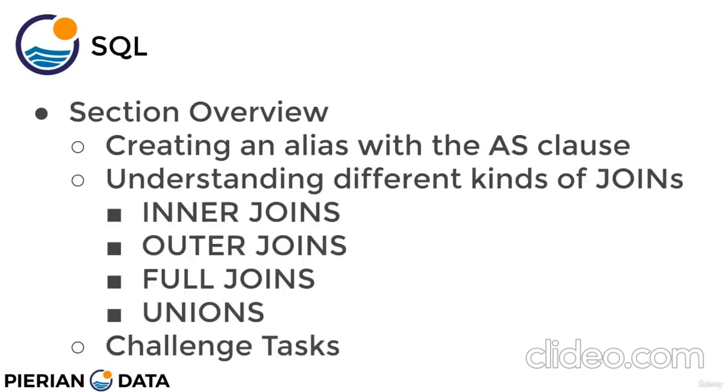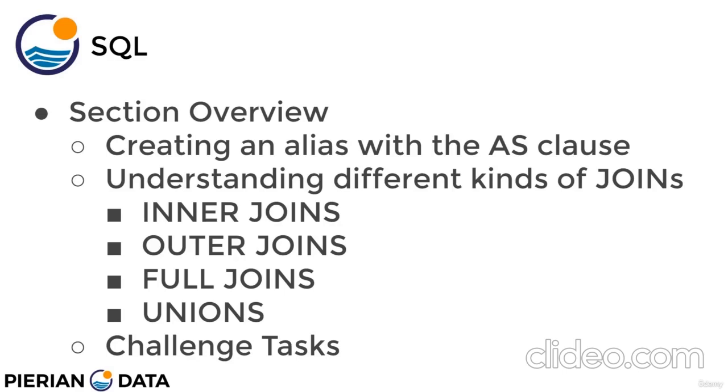We're going to start off this section by quickly discussing the as clause, which is a really useful clause for creating an alias. That is to say, it just allows you to rename a column whatever you want. Once you understand that, we'll move on to joins. So we're going to discuss different kinds of joins, such as inner joins, outer joins, full outer joins, unions, and more. So there's things also like left joins and right outer joins, etc. So lots of stuff to discuss here.